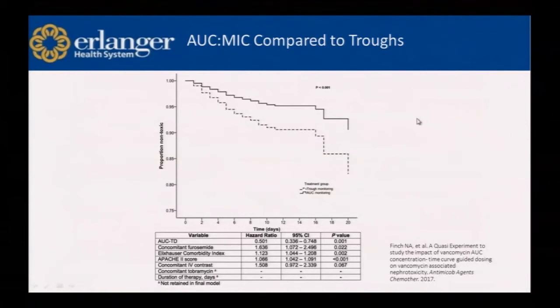So all patients had MRSA infections of variety, including bacteremia and pneumonia. So we can see here that using trough-based monitoring actually led to a lower proportion of patients who are non-toxic, or a higher proportion of patients who became nephrotoxic, compared to AUC-MIC monitoring. So what this is showing is that AUC-MIC monitoring is actually associated with less nephrotoxicity when compared to trough-based vancomycin monitoring.